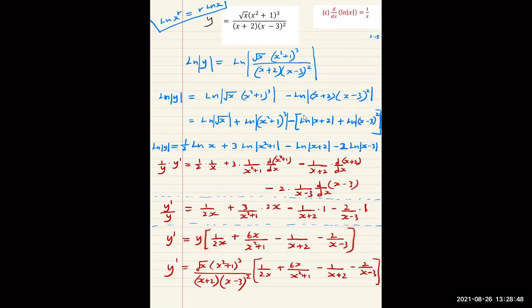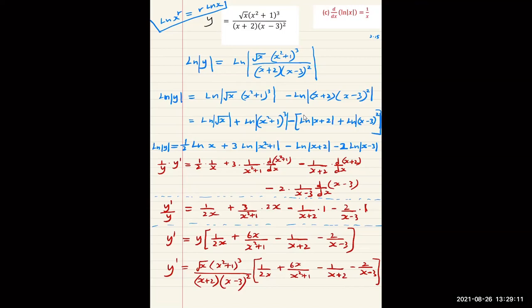Okay. But what is your y? Your y is this expression. You put that here to get the final answer. Okay. So your derivative y prime is equal to this function times this function. Y prime is nothing but the derivative of the function. That's what you wanted to find. Okay, that concludes that example.